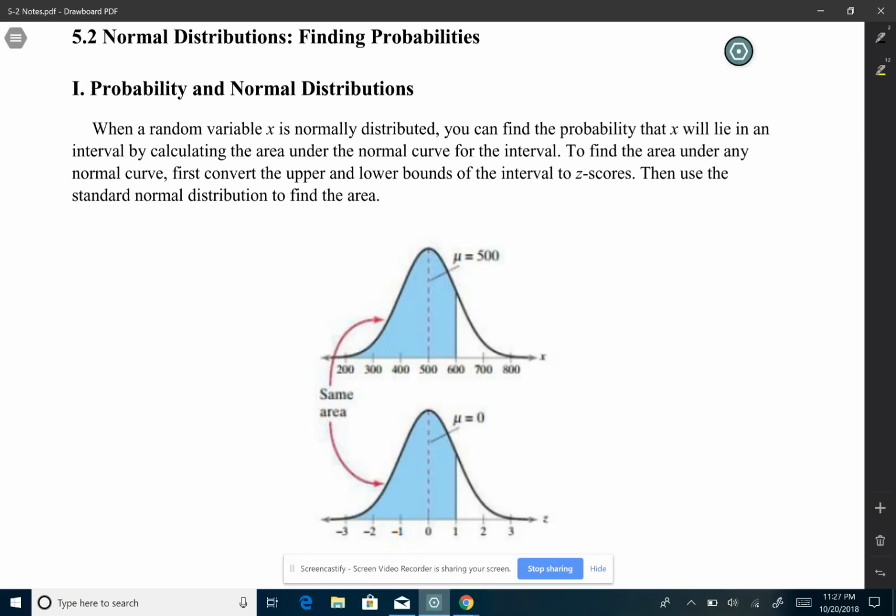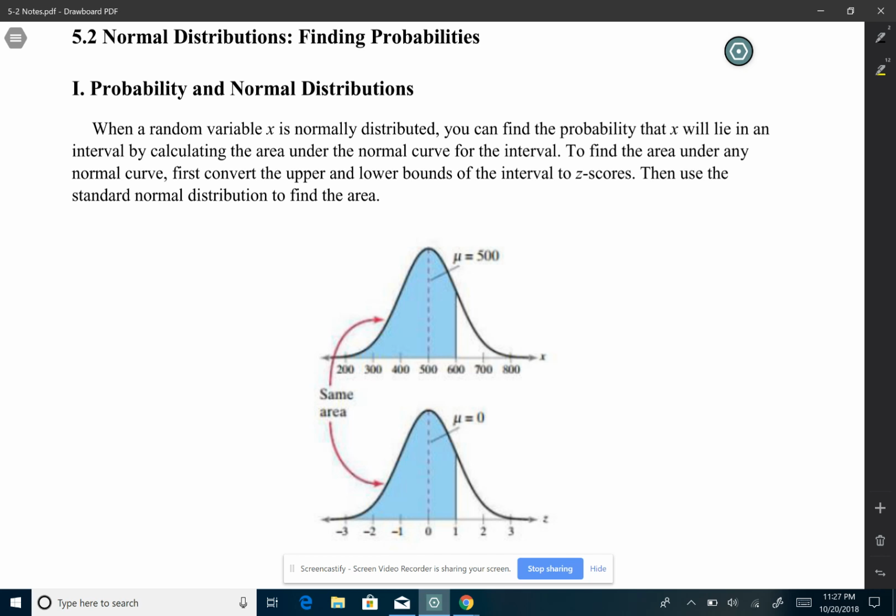This is going to be a very quick lesson. There's only a couple of examples. And what we're looking at is finding the probability from a normal distribution. So in the last section, we looked at the area under the standard normal curve.